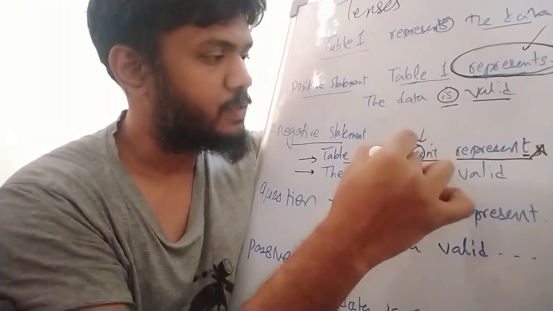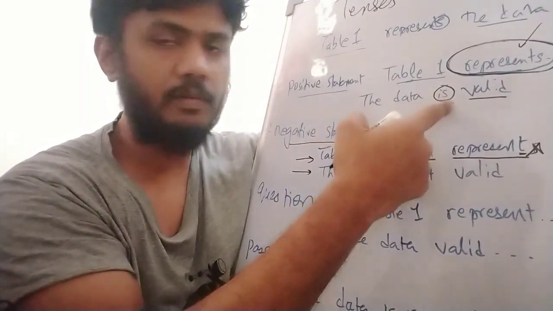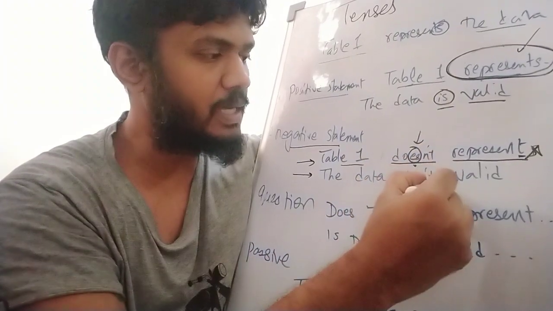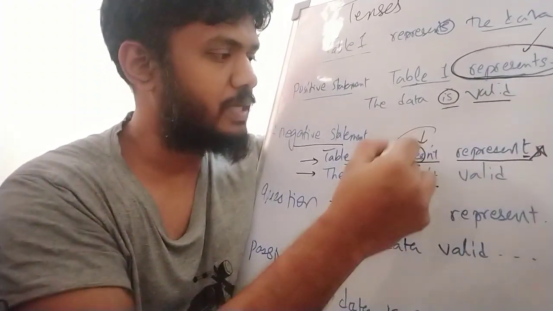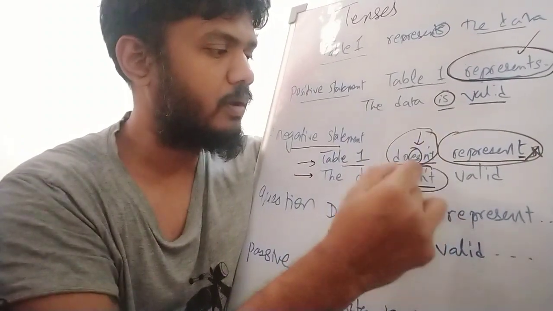So doesn't represent. Or in the second type of sentence, where you're saying something is, then you're saying is not. So doesn't represent, right? There are two verbs, or we say isn't.